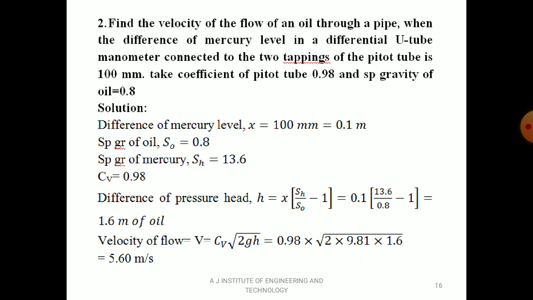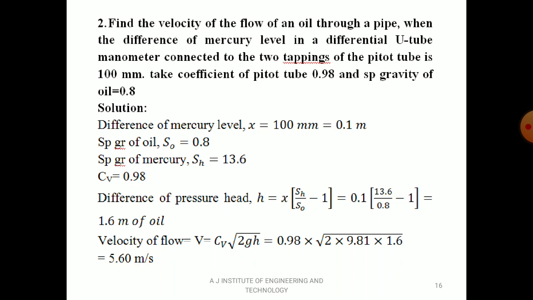Difference of pressure head, H equal to X into (SH divided by SO minus 1). Because specific gravity of manometric fluid is greater than specific gravity of flowing fluid. So that is, 13.6 is greater than 0.8. So H equal to 0.1 into (13.6 divided by 0.8 minus 1). So that is equal to 1.6 meter of flowing fluid. The flowing fluid here it is oil. So 1.6 meter of oil.